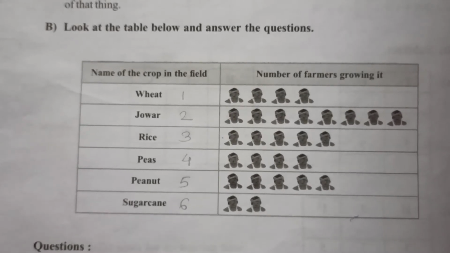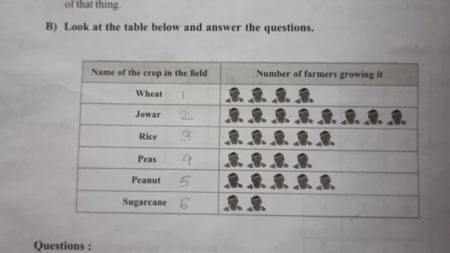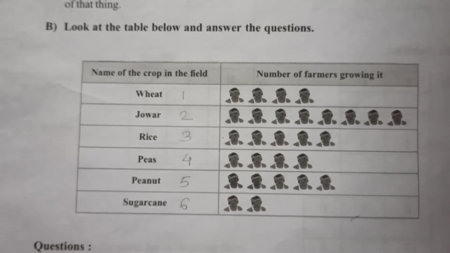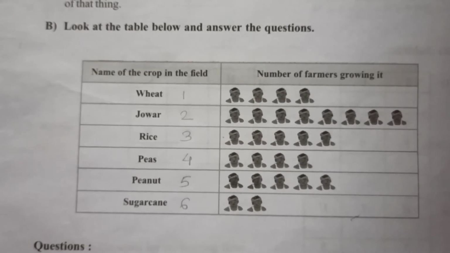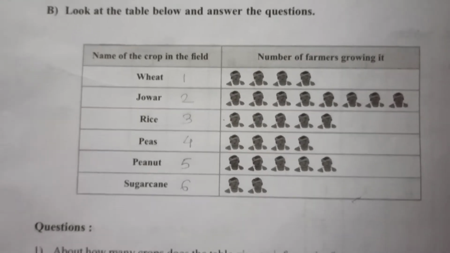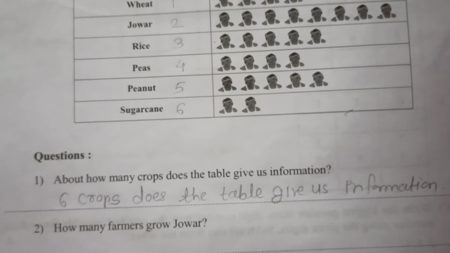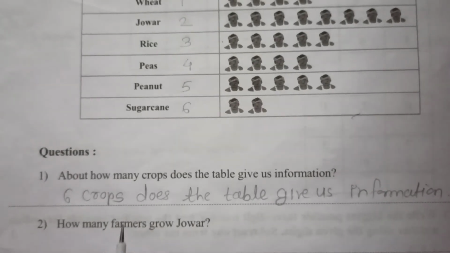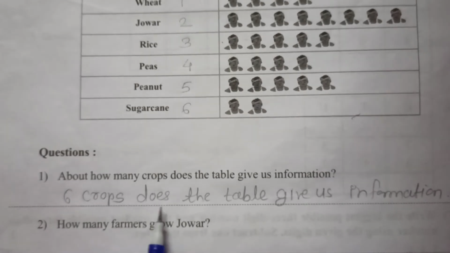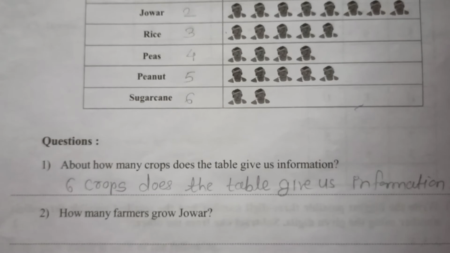Does the table give us information? See, what is this answer? About how many crops does the table give us information? It means the table gives us information about 6 crops. Now let's see the next question.